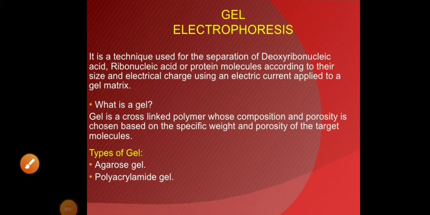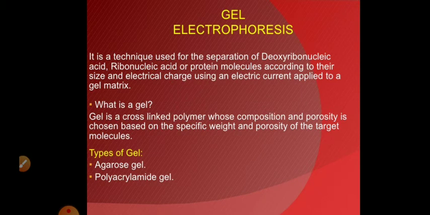Good afternoon, dear students. In the last class, we discussed electrophoresis: what electrophoresis is, and the different types of electrophoresis. In that, we studied moving boundary, or free electrophoresis, and zone electrophoresis. Zone electrophoresis is of different types like paper electrophoresis, cellulose acetate electrophoresis, and then gel electrophoresis.